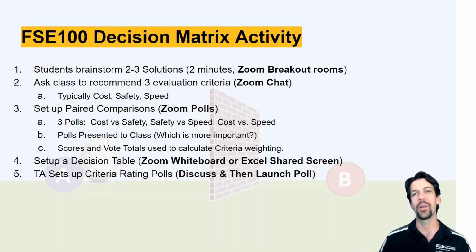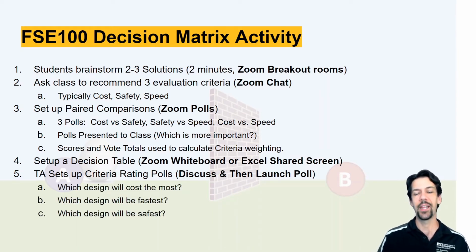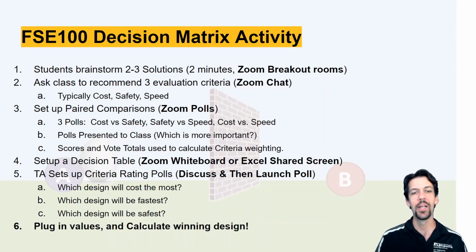The number 2, I give it a 5, and number 3, I give it a 10, right? And we just sort of run with it that way. And I do that the same for the safety criteria, the speed criteria, and that finishes out the table. And once I put those numbers into the table, we can collect the data from these polls, put those numbers into the table, plug in the values, and then calculate the winning design.